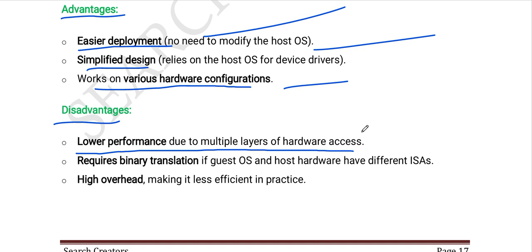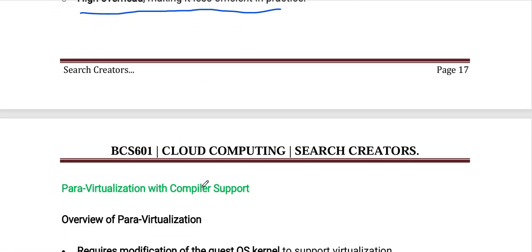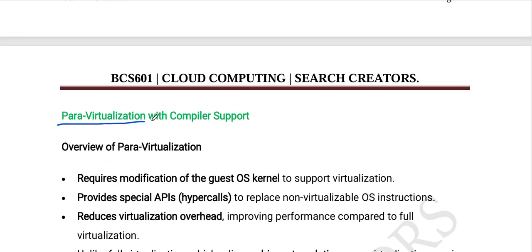It requires binary translation if the guest OS and host hardware have different ISAs. It has higher overhead, making it less efficient in practice. Next is para-virtualization with compiler support.